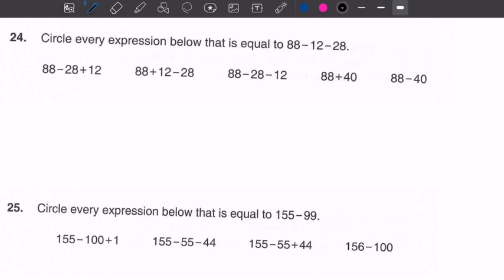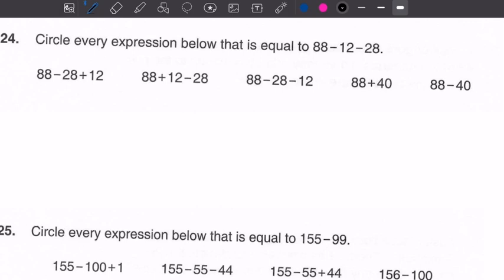Circle every expression below that is equal to 88 minus 12 minus 28. Now this is asking us if we know how to use the strategies and if we know how to rearrange or not. Now 88, which is the number we subtract from, has to stay in place. And we see 88 in the beginning for all of the options. Now, we can do 88 minus 28 because of the 8. But if we have a plus 12, our original was minus 12, so this would be incorrect. 88 plus 12, again, that changes. So the second option is also incorrect.